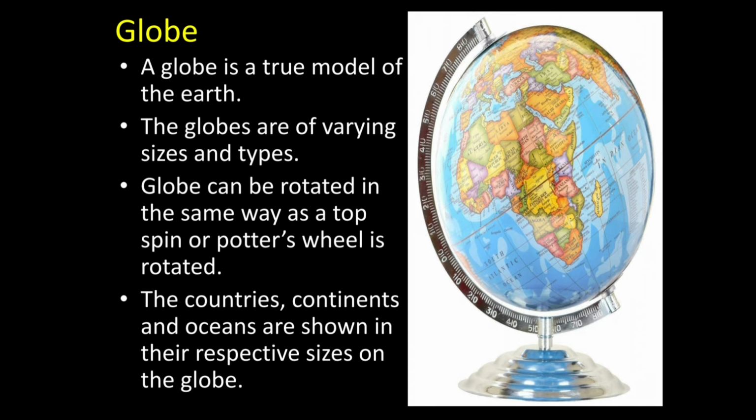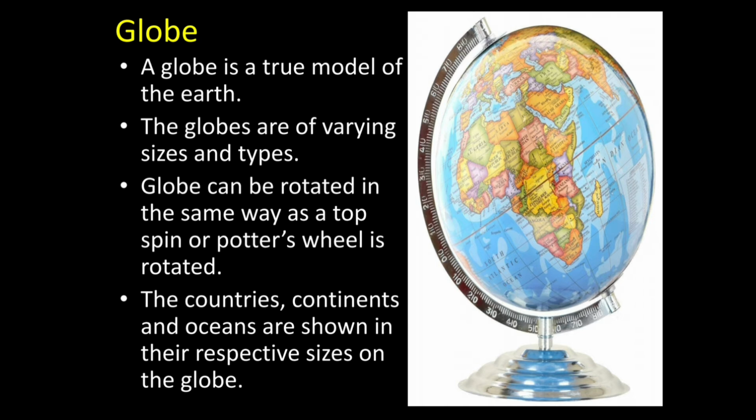The countries, continents, and oceans are shown in their respective sizes on the globe. Not the exact size; respective size means their original size reduced to a scale. Their original size is reduced to a scale and reflected upon the globe, and that is why the globe is called the true representation of the earth or the true model of the earth. We will discuss more about the scale in your further chapters.